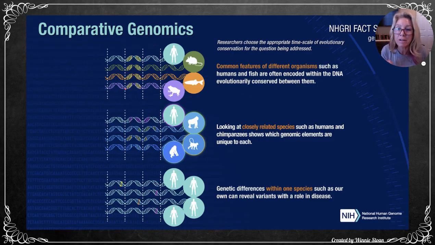What are the similarities? So right here, you're looking at similarities between them. You can look at closely related species, such as humans and chimps, and show which genomic elements are unique. And then you can look at genetic differences within a single species, right? Such as our own, which can reveal variations which may be leading to types of personalized medicine.